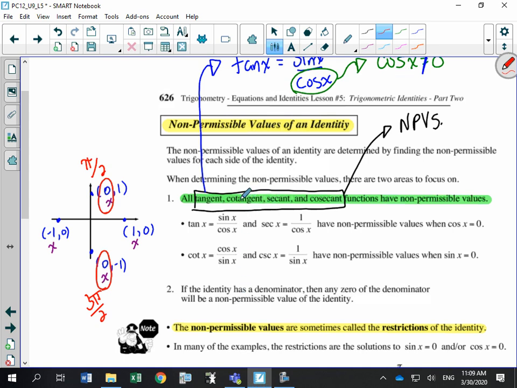Cotangent. So the identity for cotangent is cos over sine. And cosecant is 1 over sine. So for both of these, the non-permissible values are when sine of x equal to 0, and we know that sine of x cannot be equal to 0. So where is sine of x equal to 0? Sine of x is equal to 0 at pi, and then back at 2 pi, right? So we'll talk about how we're going to write these restrictions.